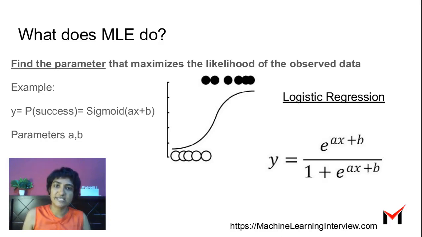Let's take the example of logistic regression. So here we have probability of success defined as a sigmoid function of W transpose x plus b, or AX plus b. And the sigmoid itself is defined here. So what are the parameters here? The parameters are a and b. Now, if we are given a bunch of points, features and target labels, we want to find the best value of a and b that make the data, whatever we have seen, most likely. Okay, so this is what we mean by finding the parameters.